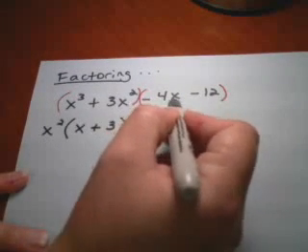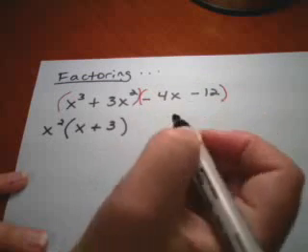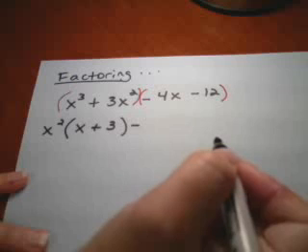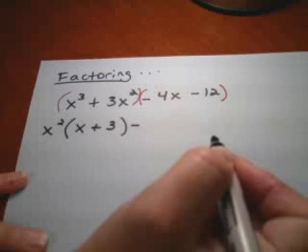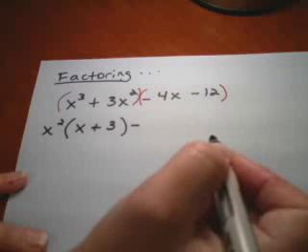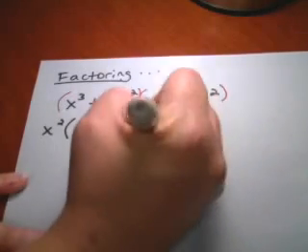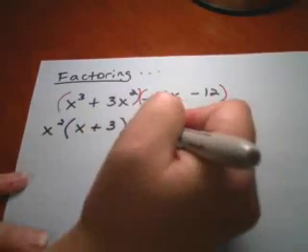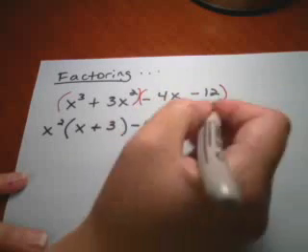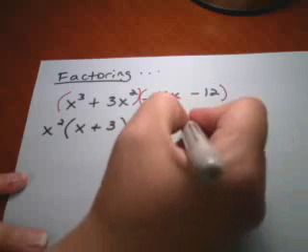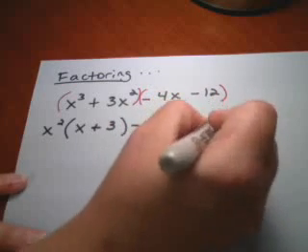What does negative 4x and negative 12 have in common? Well, for one thing, they both have a negative, so we can pull that out. They don't have any variables in common, but they do have a number in common. What's the largest number that will divide into 4 and 12? 4. How do I go from negative 4 to negative 4x? I multiply by x. How do I go from negative 4 to negative 12? I multiply by positive 3.